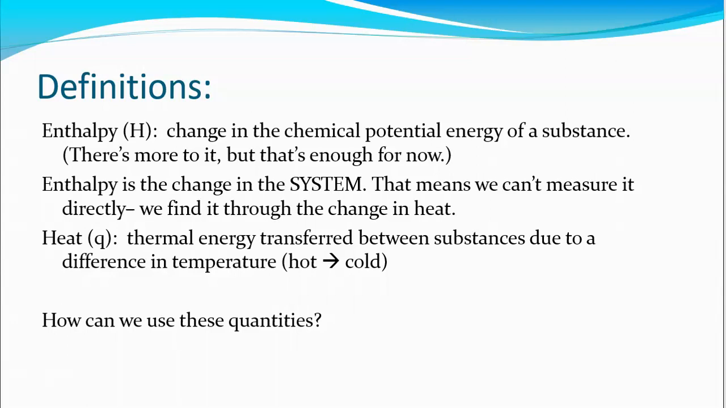So some things that we've been talking about in this unit is the idea of enthalpy change, and that's the change basically in what I like to call the chemical potential energy of a substance. And there's more to that definition, but for us, that's enough right now. We know that enthalpy is the change in the system, the change in our chemicals. That means we can't measure it directly. We have to find it through the change in the surroundings, the change in heat of the surroundings.